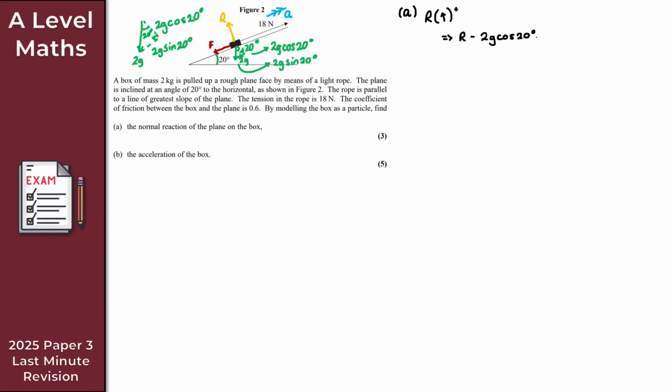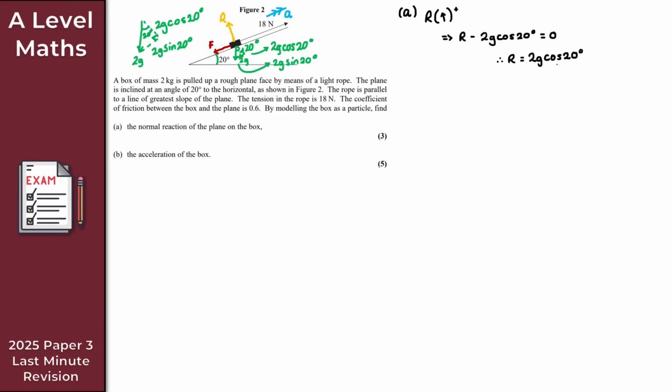Okay? Now, normally here, we would use Newton's second law, right? So F equals ma. But in the perpendicular direction here, there's no motion. So a is equal to 0. And in that case, ma is simply 0. So R minus 2g cos 20 degrees is equal to 0. And in that case, we just want R here, right? Just add 2g cos 20 degrees to both sides. So therefore, R here is equal to 2g cos 20 degrees.